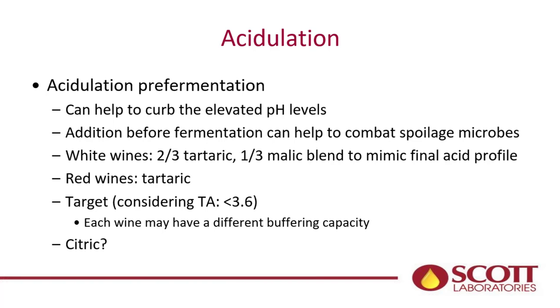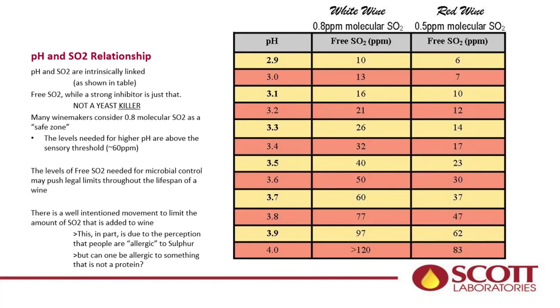Also, citric acid can be a carbon source for spoilage organisms, particularly bacteria. So while you may be getting a pH shift, you're also giving some of the bacteria something that they can metabolize. And when they do that, they can produce some pretty nasty aromas and flavors. So I would recommend sticking with tartaric and malic for the most part.